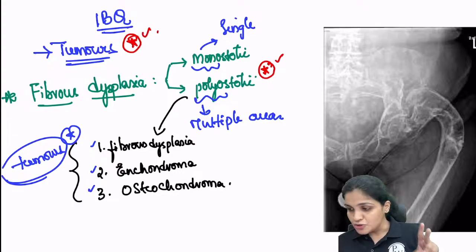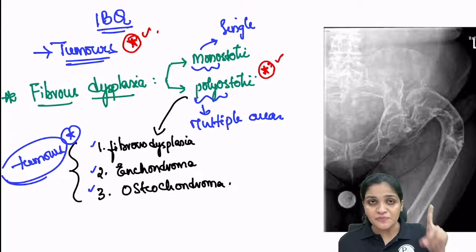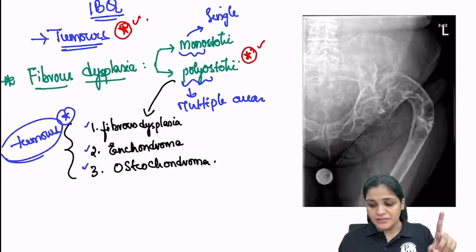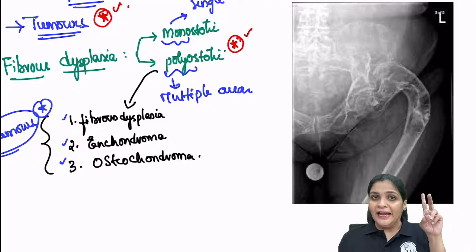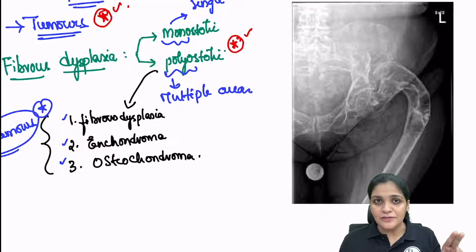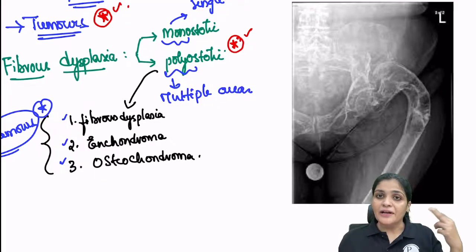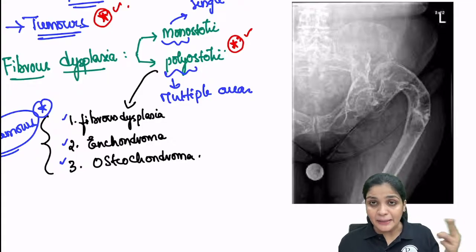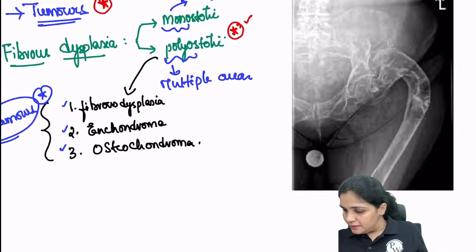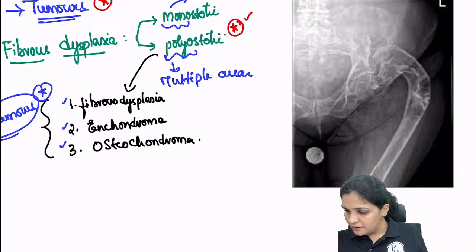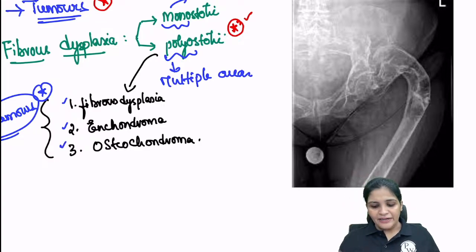So now we have understood two MCQs here. The first MCQ is fibrous dysplasia. This is the image of fibrous dysplasia, and it is seen in multiple areas, which is called polyostotic. And what are the other tumors where you can see multiple areas involved? One is enchondromatosis and the other is osteochondromatosis.